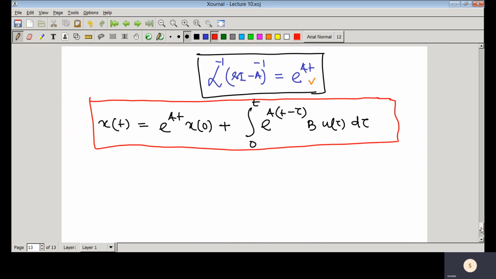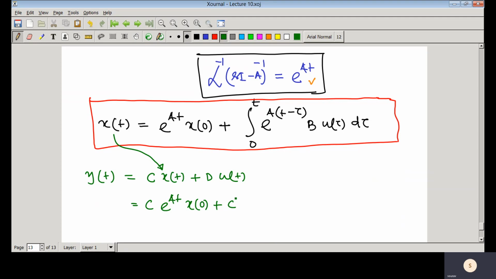Now what is the output equation? Here you can see it directly: y(t) equal to C x(t) plus D u(t), and you just replace this x(t) here. Then you have C e to the power At x(0) plus C times the integral term. So if you have the solution of the state equation, then directly you can find the output of that system. So this is the output y(t).